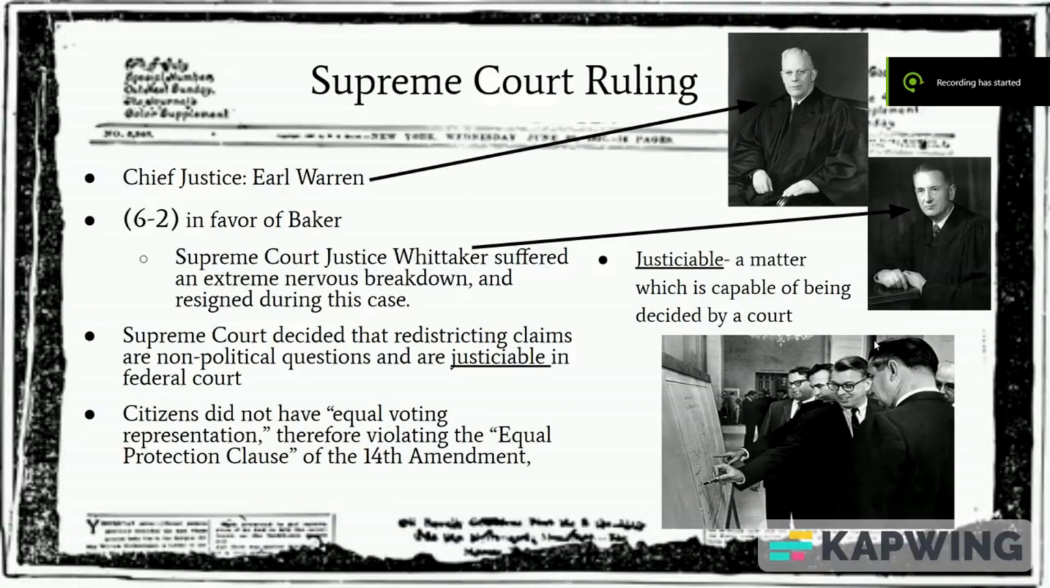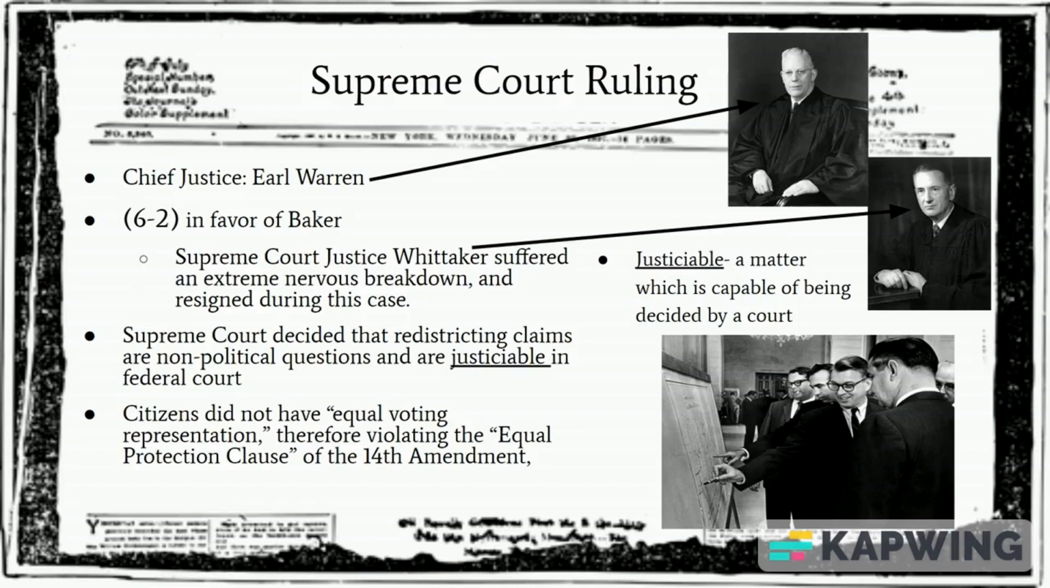That leads us to the Supreme Court ruling for this case. Chief Justice Earl Warren, along with his other Supreme Court justices, voted 6-2 in favor of Baker. The reason this is not 9 total votes is because Supreme Court Justice Whittaker suffered an extreme nervous breakdown during this case, which led to him enrolling in a mental hospital and then resigning after this case. So even though there were only 8 justices, the Supreme Court decided that redistricting claims are non-political questions and are therefore justiciable in federal court.